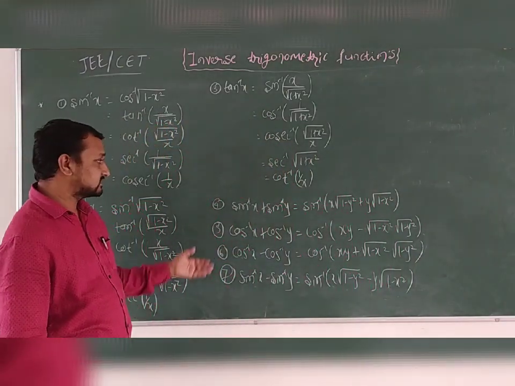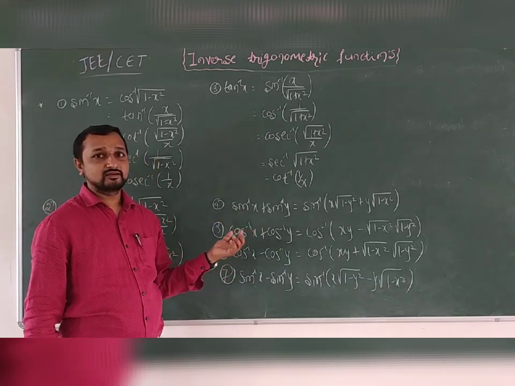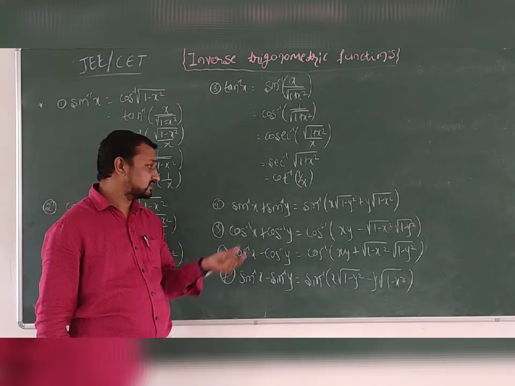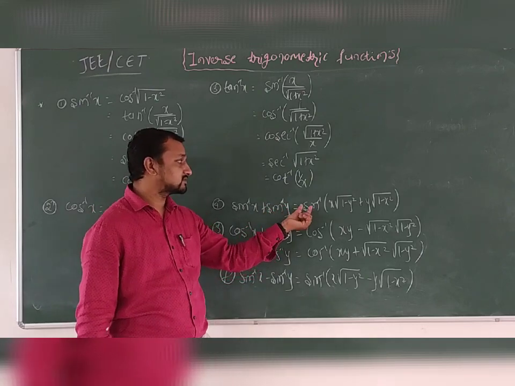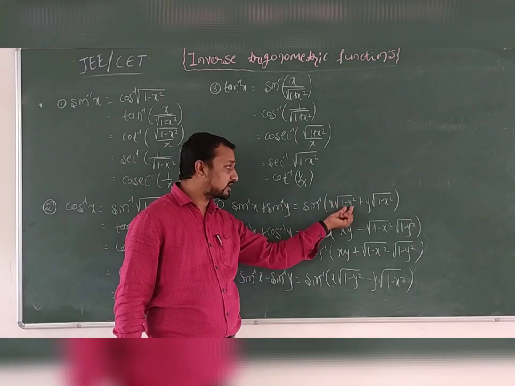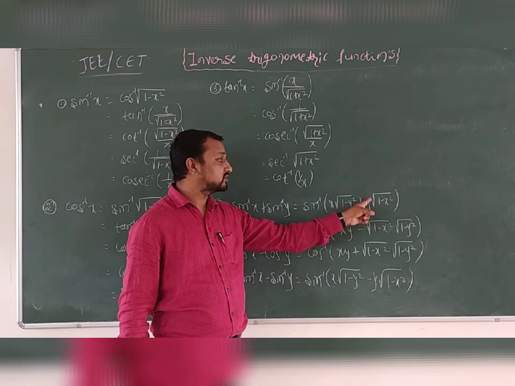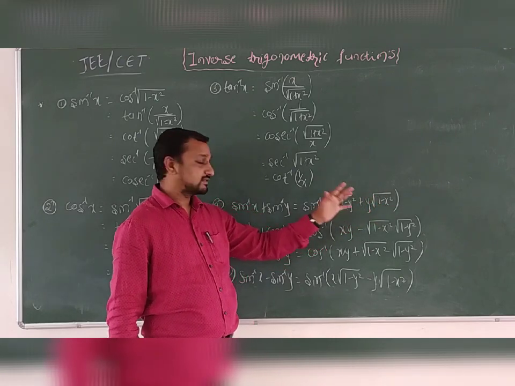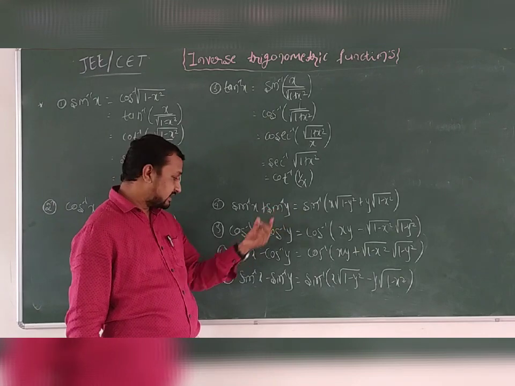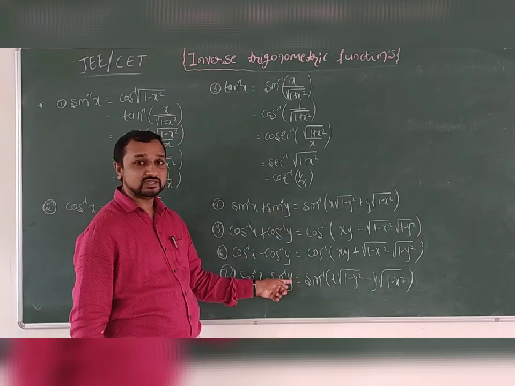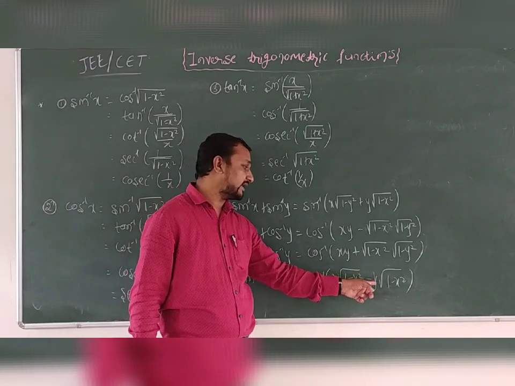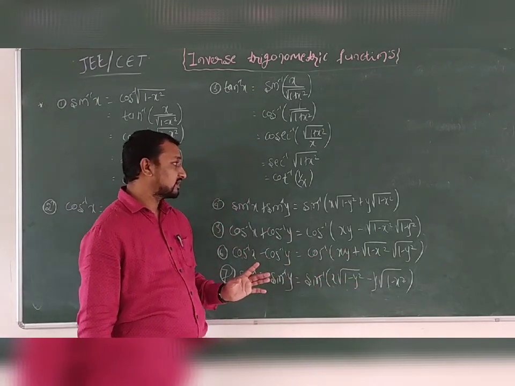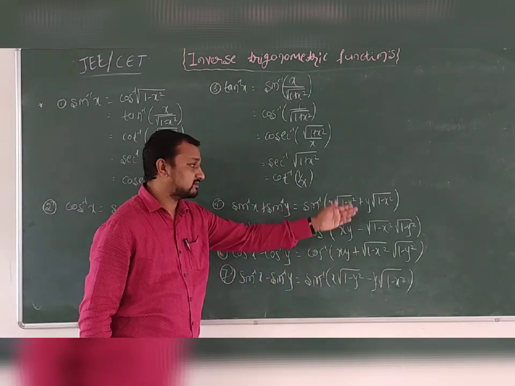Okay. The next: sin inverse of x plus cos inverse of x is pi by 2. But the formula for sin inverse of x plus sin inverse of y is sin inverse of x into root of 1 minus y square plus y into root of 1 minus x square. This is sin inverse of x plus sin inverse of y. And sin inverse of x minus sin inverse of y is sin inverse of x into root of 1 minus y square minus y into root of 1 minus x square. Instead of plus, you take minus.